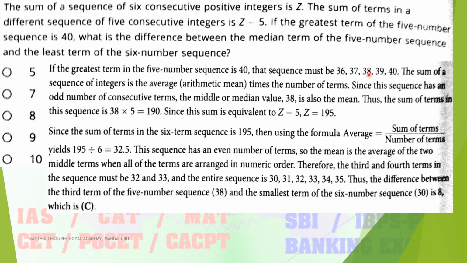So just to find the arithmetic sequence. You already know the average is equal to the sum of the values divided by the number of values. So the number of values is 5 here. The sum of the values we don't know. The arithmetic sequence you can find out. So how to find the sum of the values? The sum of the values is equal to average into the number of terms. So the sum of the values is what?